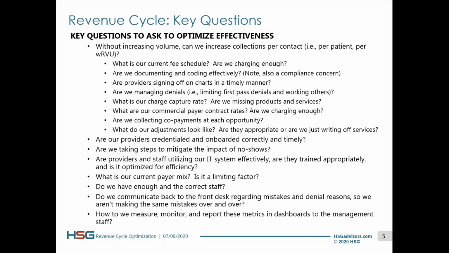So are we communicating from the CBO to the front desk and into practices? If we're making mistakes, are we communicating the corrective actions so that we're not making the same mistakes over and over? And then how do we measure, monitor, and report important metrics through dashboards? How is that reported, and then how is that communicated to management and staff?